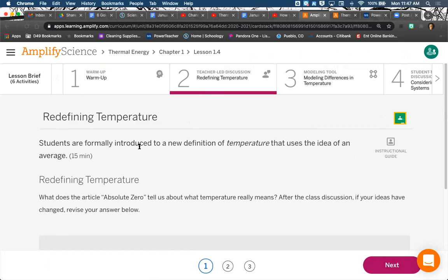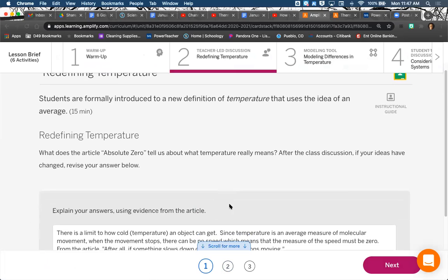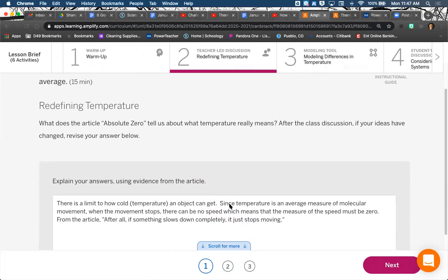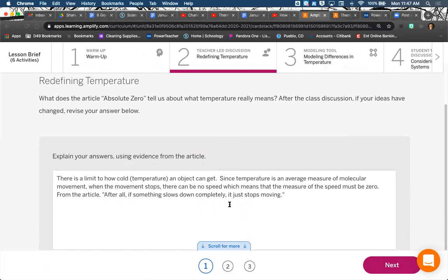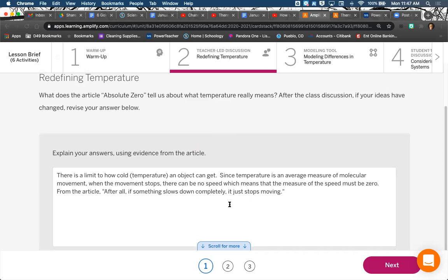Redefining temperature. Students are formally introduced to a new definition of temperature that uses the idea of an average. So what does the article "Absolute Zero" tell us about what temperature really means? After we talk about this, if your ideas have changed, revise your answer below. Aha, so it got this information from somewhere else. It just came from the warm-up.